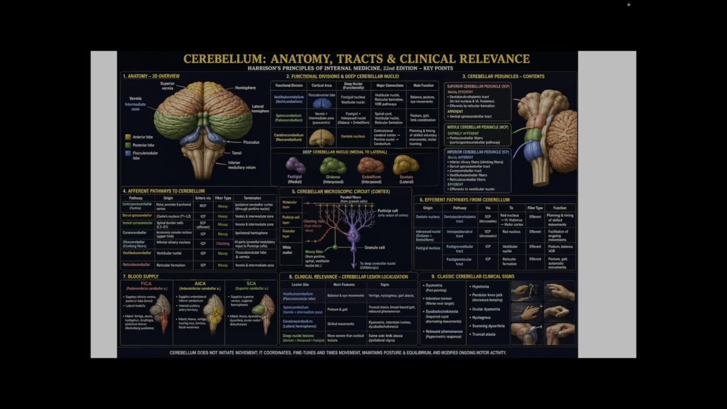Purkinje cells are the only output neurons of the cerebellar cortex. What are the output neurons of the cerebellar cortex? These are nothing but Purkinje cells.